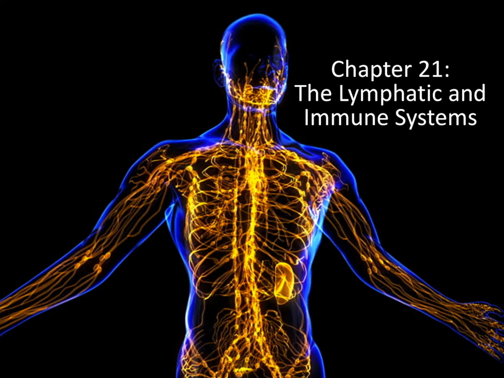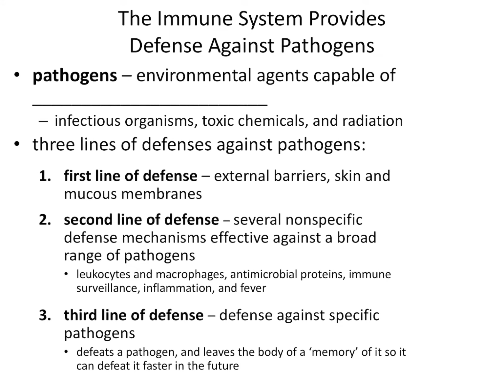Hi there. In this video, we're going to focus on the second part of chapter 21, the immune system. For all living organisms, coping with pathogens is a great survival challenge. So pathogens in general are going to be environmental agents that are capable of producing disease. Now, this could include infectious organisms, but also it could include toxic chemicals, radiation, etc.